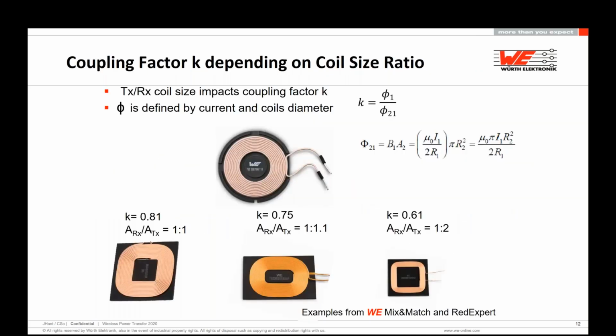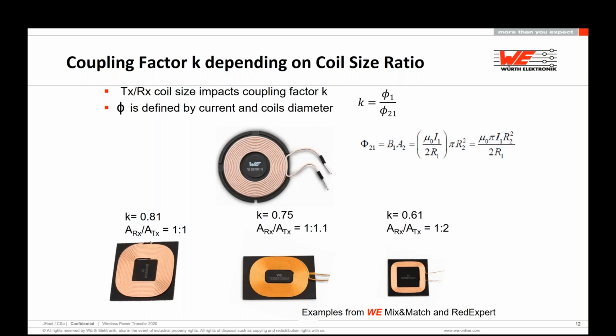The coupling factor depends on the coil size ratio. As we can see in the formula, the coupling factor is directly related to the effective areas. For example, we have an A11 or A10 coil as a transmitter. This A10 or A11 coil we can combine with 3 different receiver coils, and you see that if the area ratio is 1 to 1, the coupling factor is 0.8. If we reduce the area on the right-hand side to 1 to 2, the coupling factor drops by around 20%.